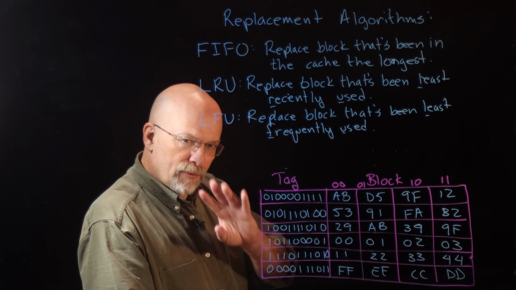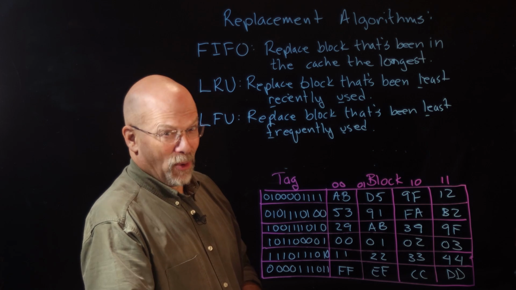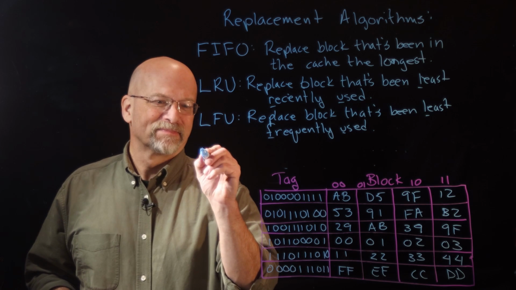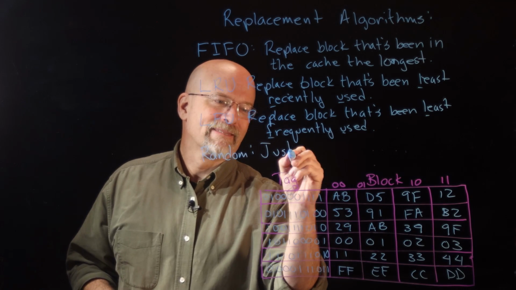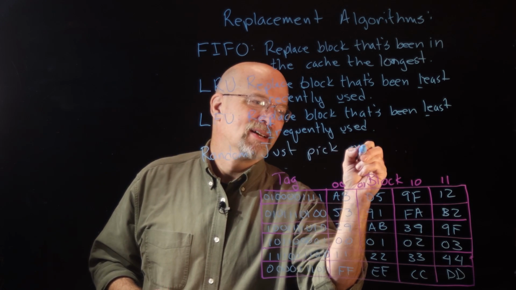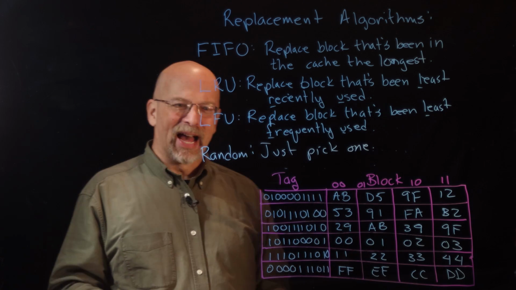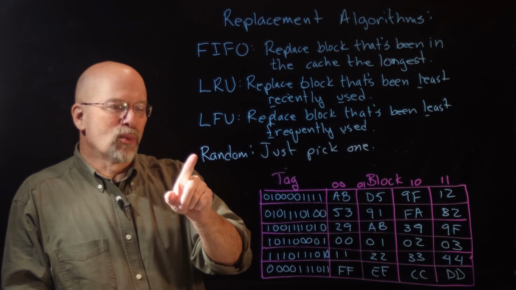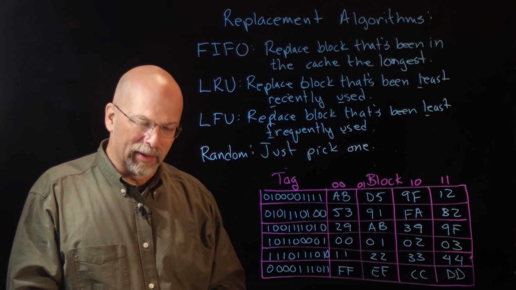But I'll tell you what, the fourth one actually has some significant benefits. The fourth one's going to seem kind of simple. It's called random. Just pick one, right? Just pick something, throw something out. Now, it turns out that in simulations, random does not perform all that much worse than these other algorithms.